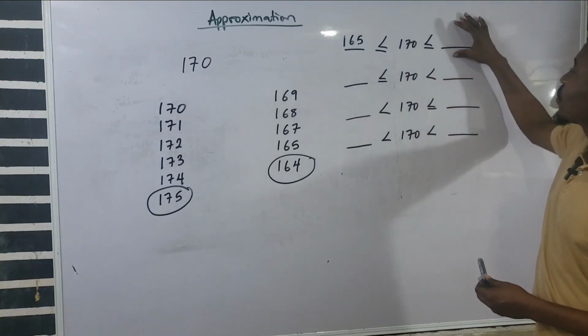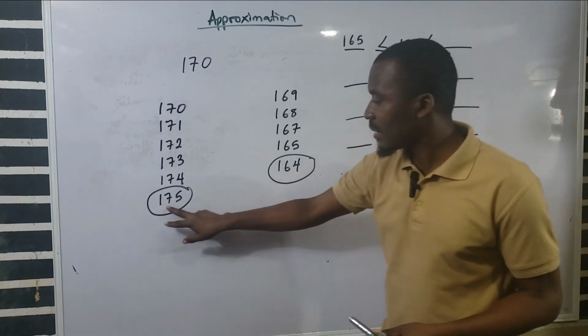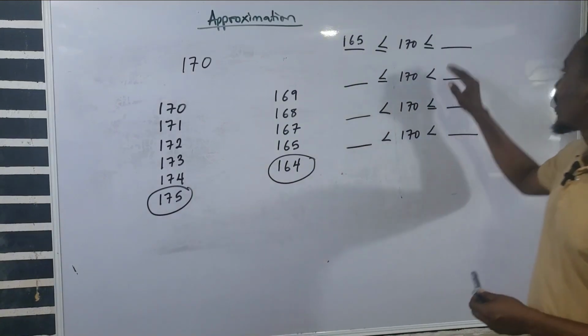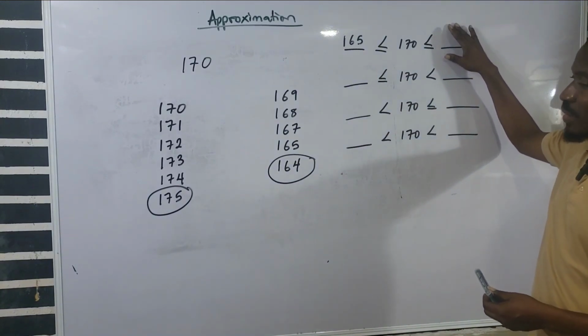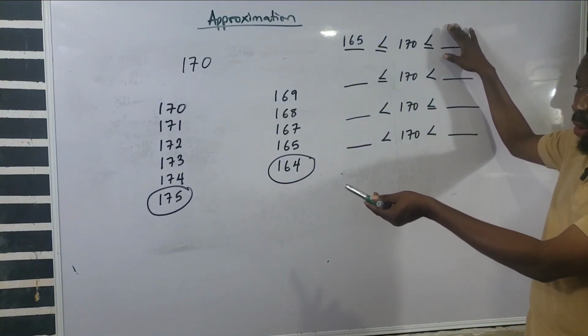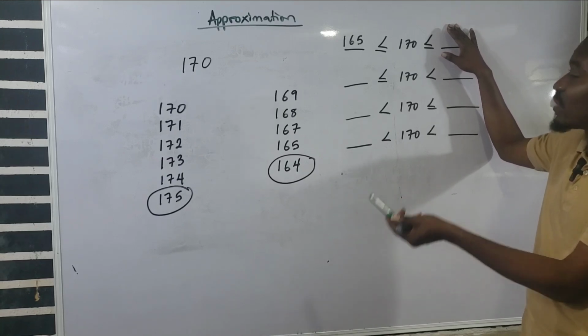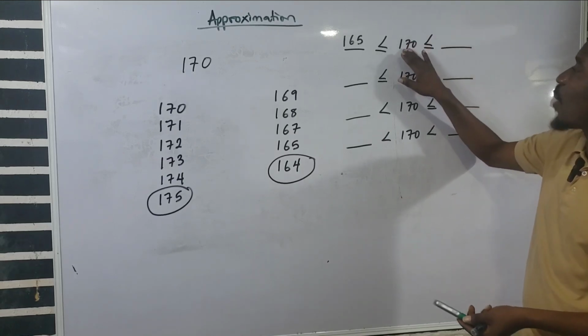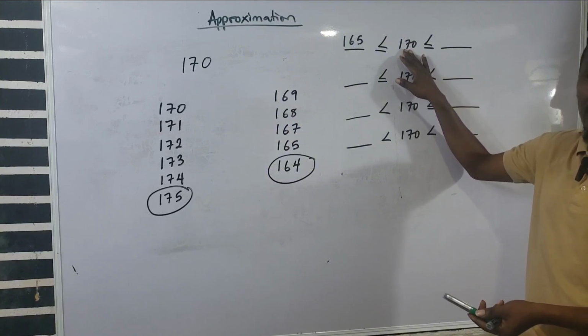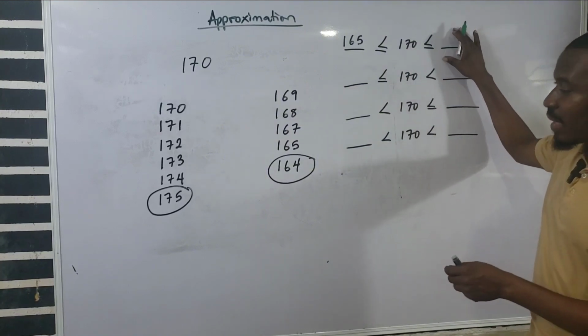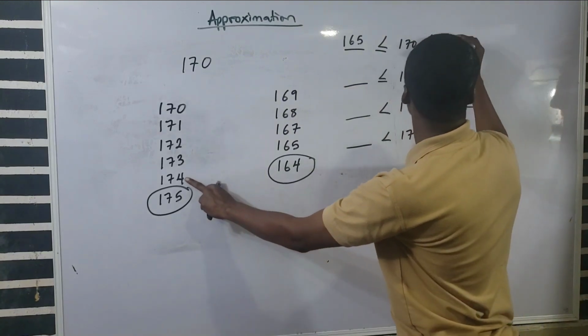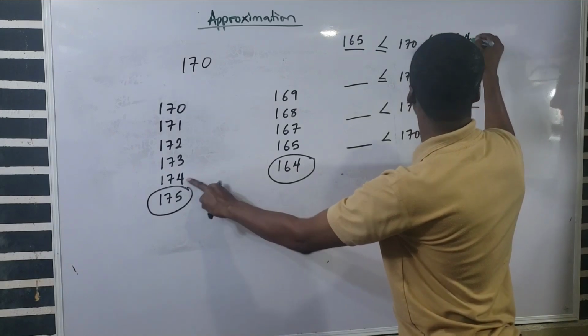Now coming to this place, I can write this. If I write this, that number has to be almost equal to or can also be equal to 175. And if the number is 175, when I approximate it to the nearest tens, I won't get this. So in this case, what I'm going to write is 174.